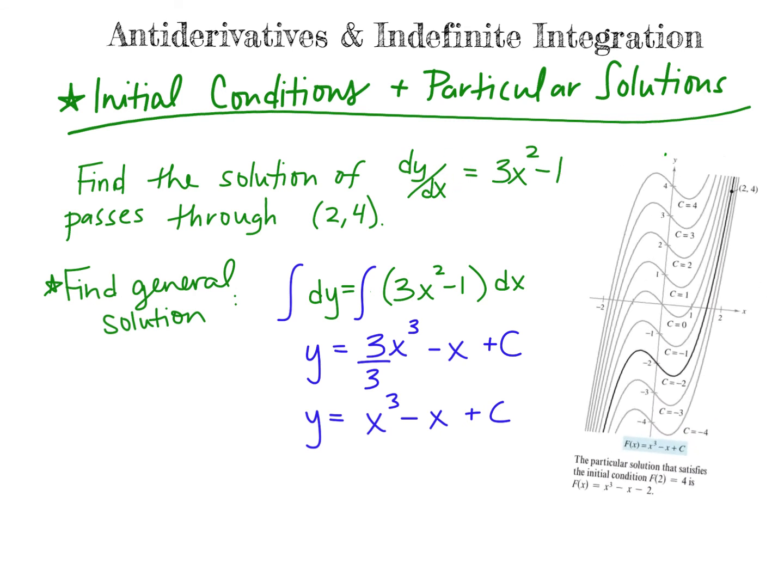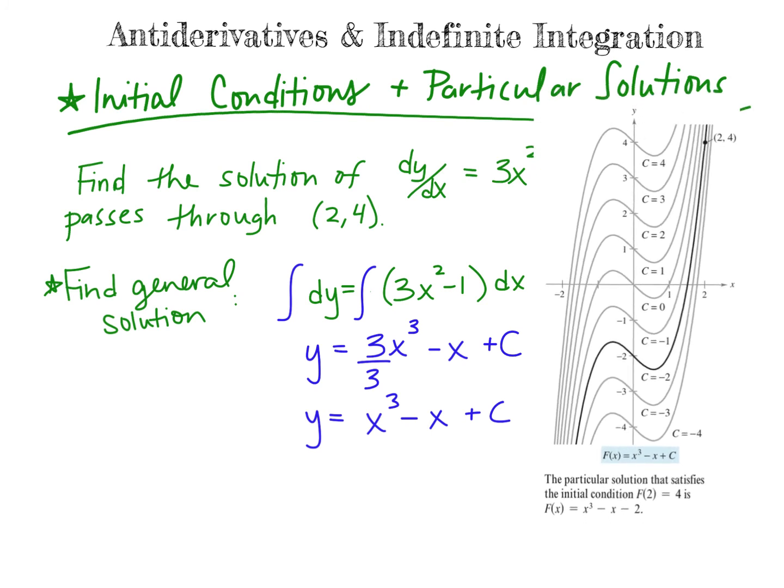Here's a neat little picture from your textbook, and this is actually showing all of these general solutions for all the potential values of c. Of course, c does not have to be an integer, but it would just be too messy to show all the infinite values of c, but the function x cubed minus x plus whatever c value looks like this cool cubic function. We want to find the particular one that passes through 2, 4. Now it's going to be this one down here. We'll end up getting c equals negative 2 by doing some algebra.